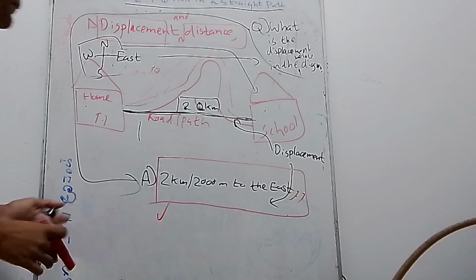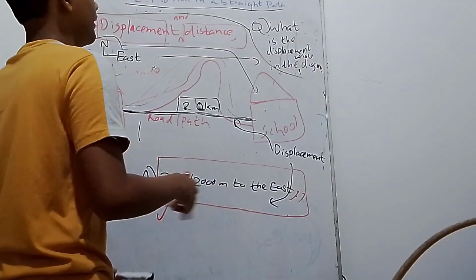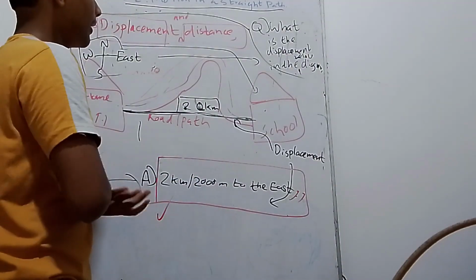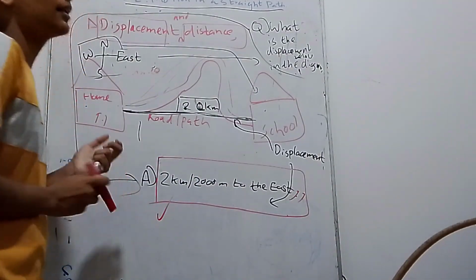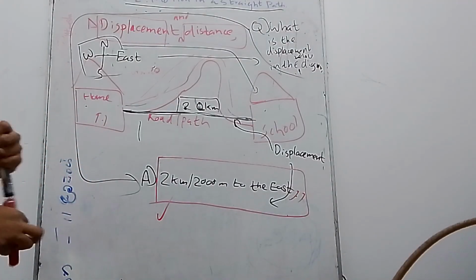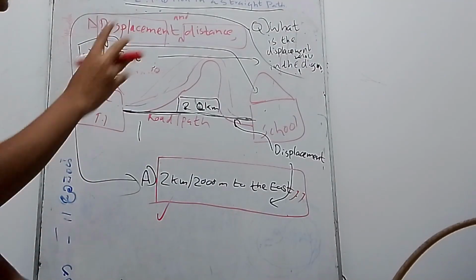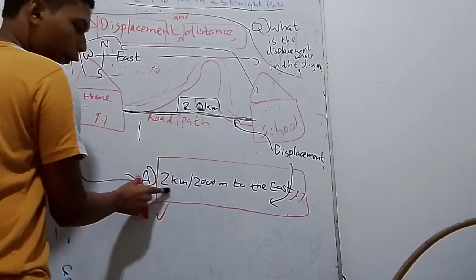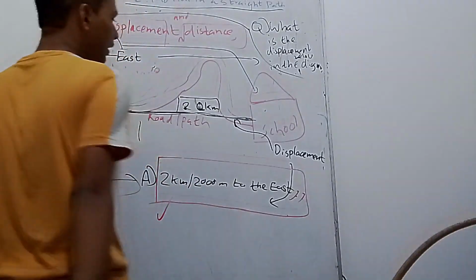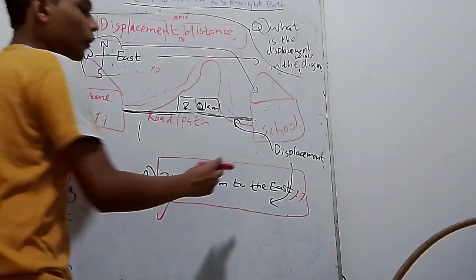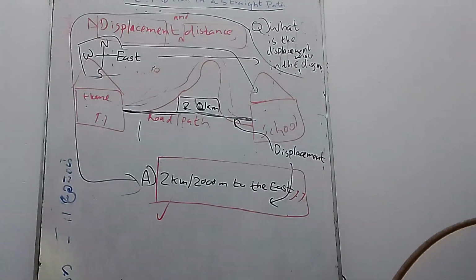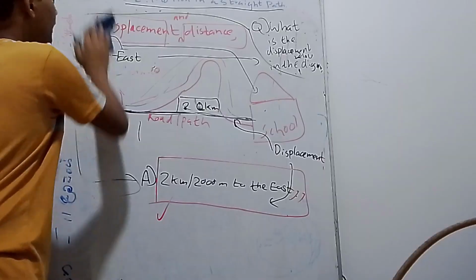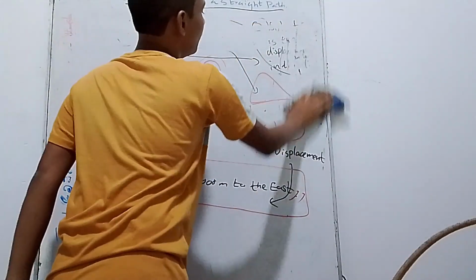So I hope you understand what displacement and distance are and the quantities they belong to. As I said before, we represent distance only as a magnitude, like 2 kilometers, 5 kilometers, but we represent displacement with the direction, like this: 2 kilometers or 2000 meters to the east. Likewise, we represent displacement. So displacement is a perfect vector quantity. I hope you understand this part of the lesson perfectly fine.